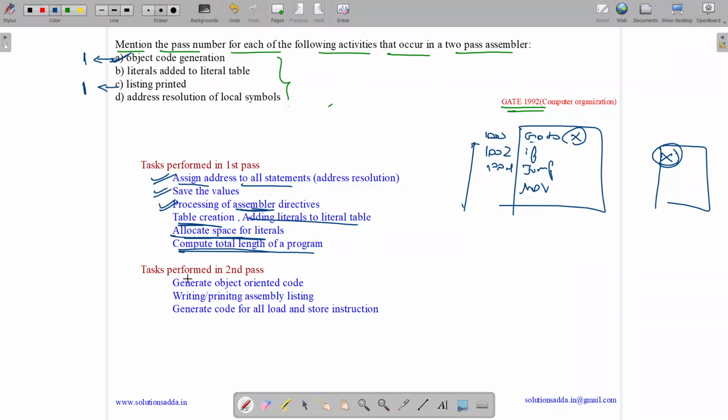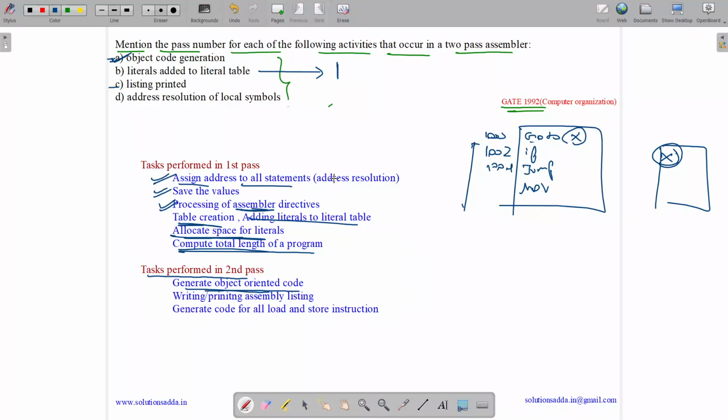Okay, now let us see what all is done in the second pass. Adding to the literal table is done in the first pass. Here it is written. Let me first clear this out and then show you. Okay, so let us first see the tasks performed in the second pass.